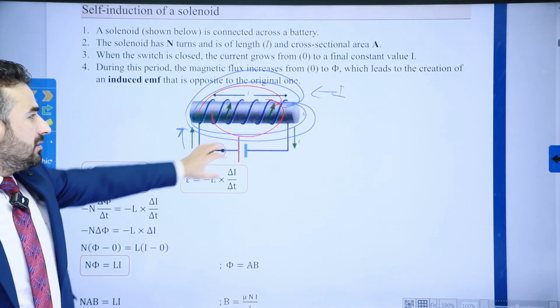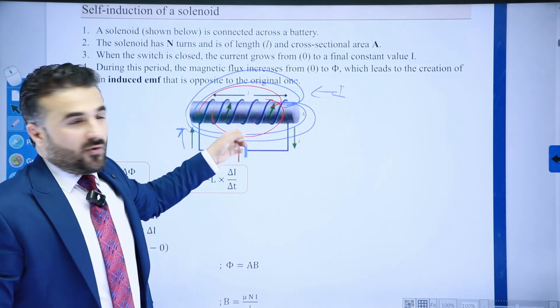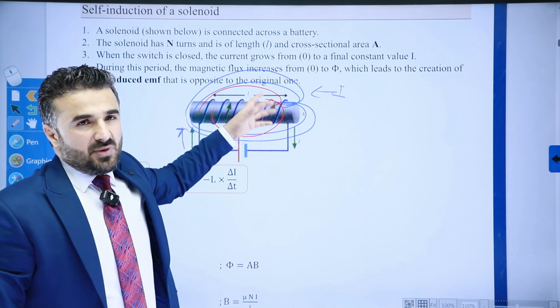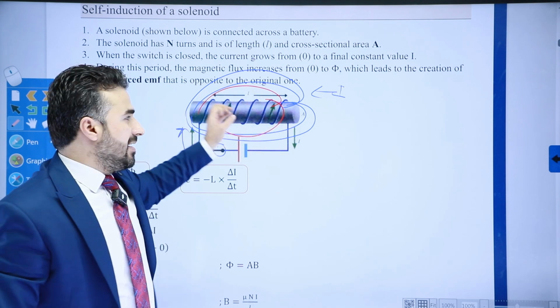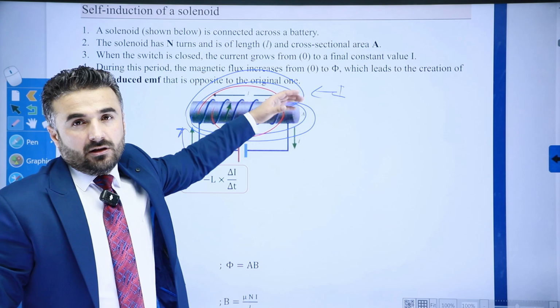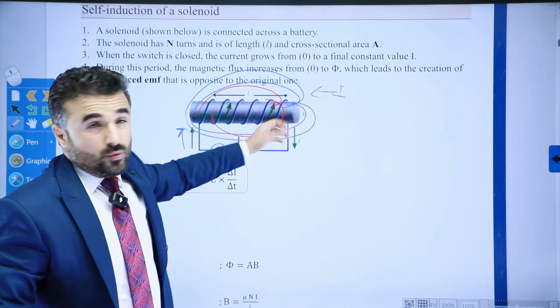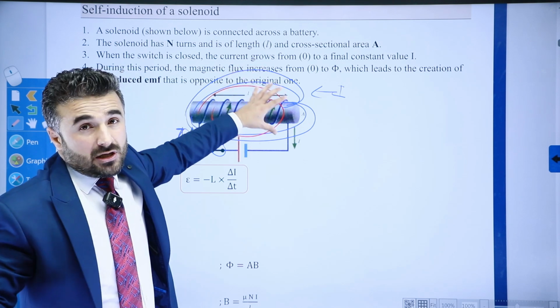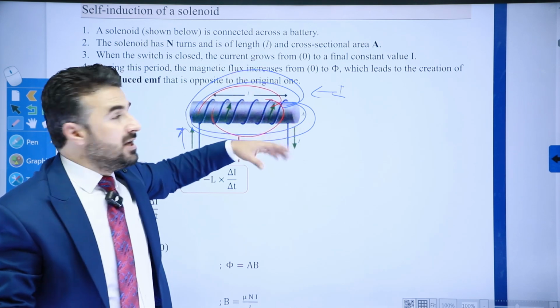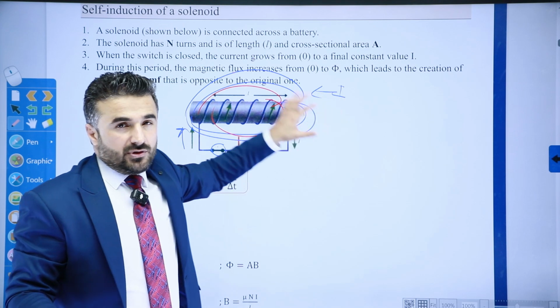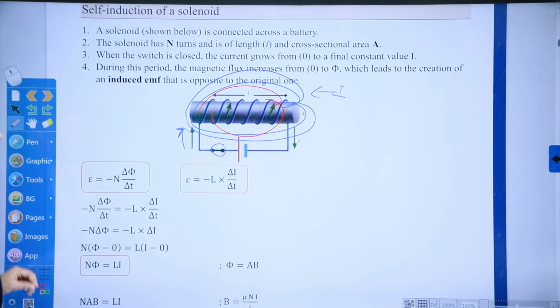But it doesn't stay like this forever. It continues until the current gets to a certain value. When the current doesn't change anymore, there is no electromotive force generated. Why? Because the magnetic field doesn't change anymore. If there's no change in the magnetic flux, then there's no induced electromotive force, and no opposition whatsoever.